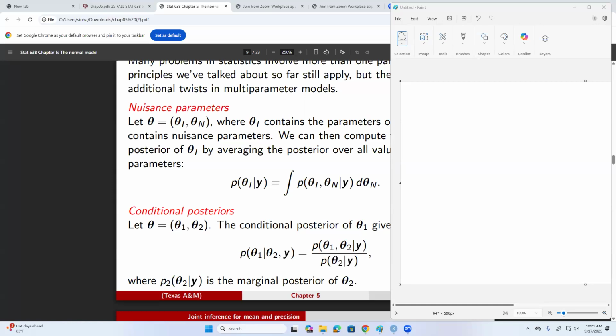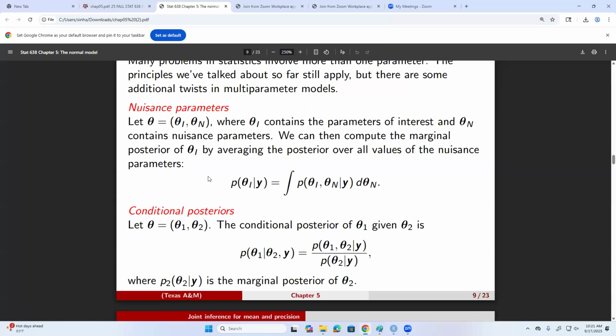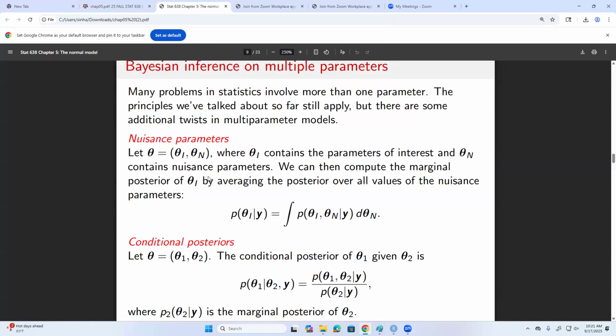Some concepts that are needed are nuisance parameter. So if you have multiple parameters, suppose theta is a vector containing several components, and suppose the first set of components, I call it theta I, and the second set of components theta n, and my main interest is in theta I. The second part I'm not interested in, but they are still there in the model. I cannot get rid of them.